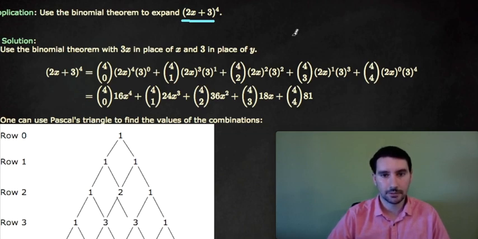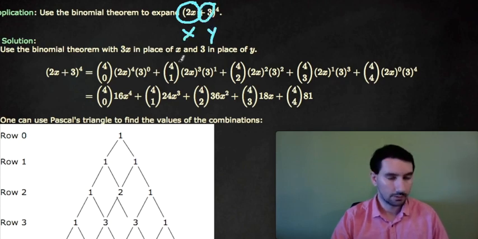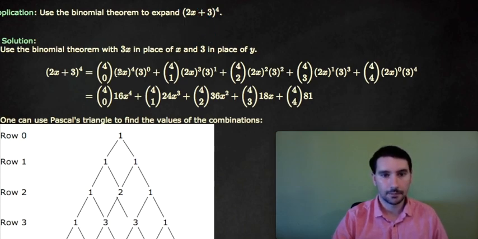You could square 2x plus 3, take that polynomial, multiply it again by 2x plus 3, get a cubic polynomial, multiply it again by 2x plus 3. But instead of doing all that, we can use the binomial theorem where this is x and this plus 3 is y. So you write the terms one at a time. Since we're going to the fourth power, we're going to have 4 choose 0, 4 choose 1, 4 choose 2, 4 choose 3, and 4 choose 4.